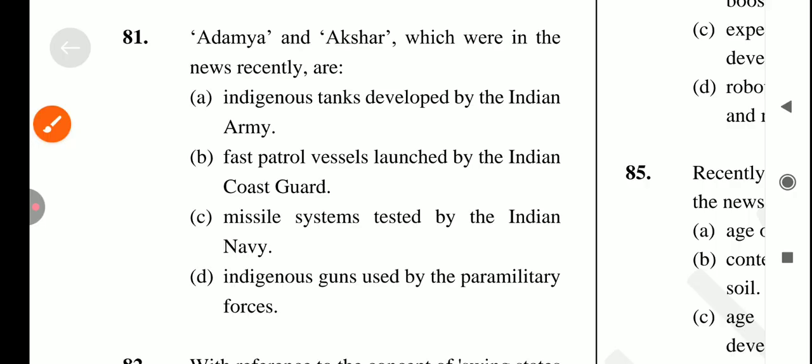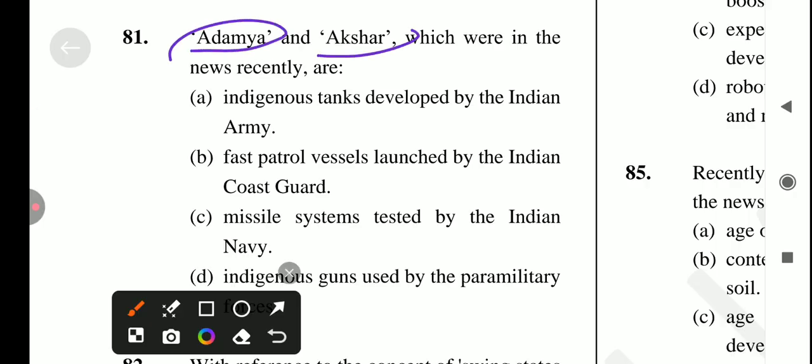Let's come to the next question, which is: Adamya and Akshar, which were in the recent news, are an indigenous tank developed by the Indian Army. Is it true? No, it's not a correct statement. Fast patrol vessel launched by the Indian Coast Guard. Yes, it's a correct statement. So the answer for this question is option B.